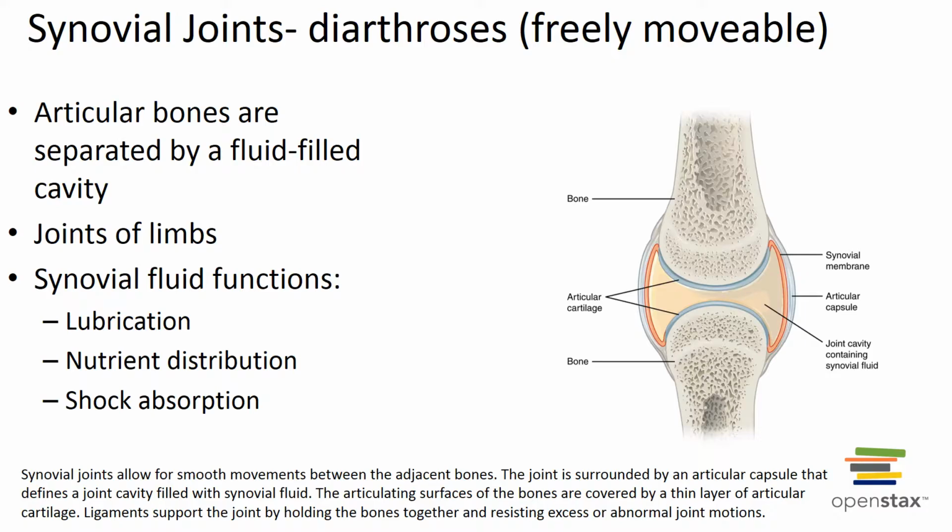Even in the large joints such as the knee, the total quantity of synovial fluid is normally less than 3 milliliters. There are three primary functions of synovial fluid: lubrication, nutrient distribution, and shock absorption.